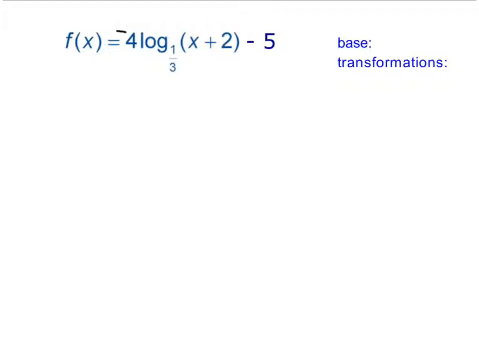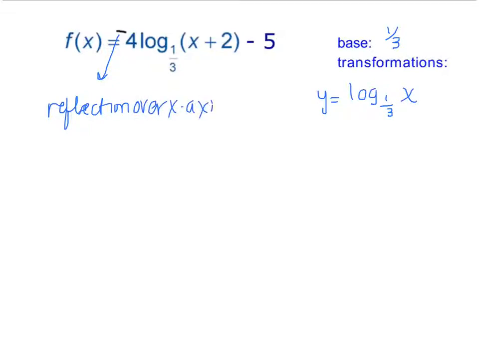Okay, so the base of this logarithm would be 1/3, right? The parent function would be log to the base 1/3 of x. That's the parent function. The minus would be a reflection over the x-axis. The 4 is a vertical stretch by a factor of 4.